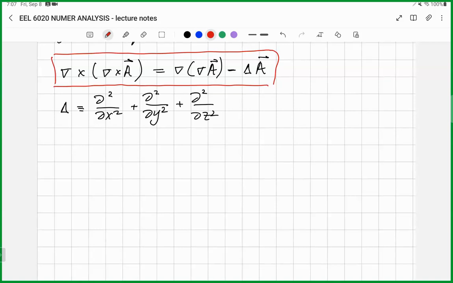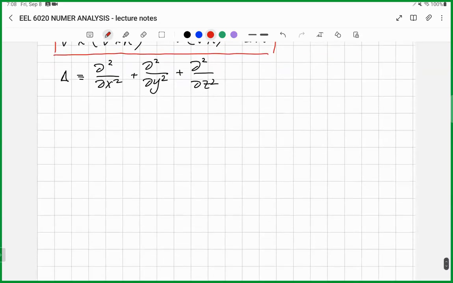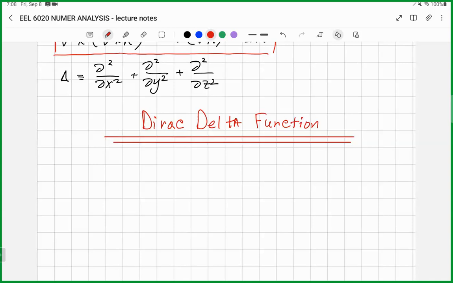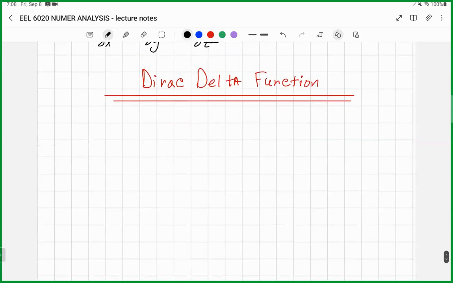And the very last topic for today is called Dirac delta function. And this ends the introduction to the field. It is all about math basics for electromagnetism.